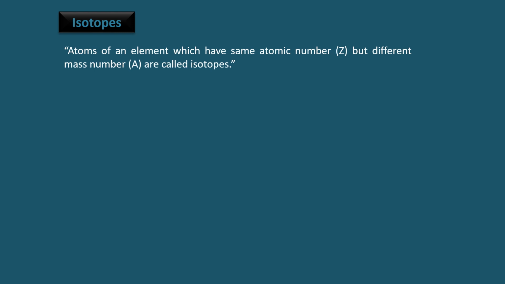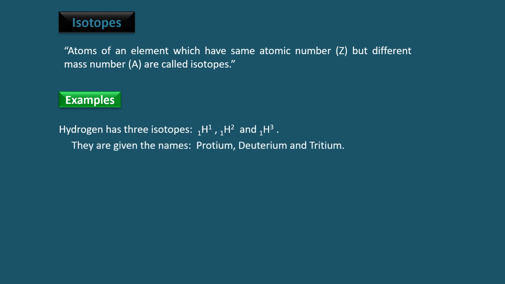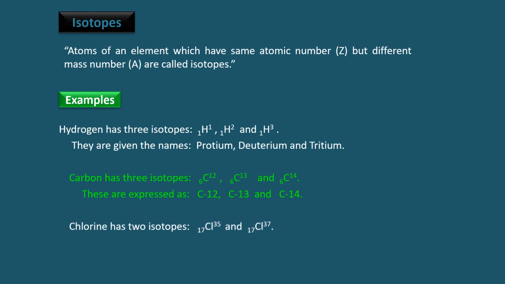Isotopes are the atoms of an element which have same atomic number but different mass number. For example, hydrogen has 3 isotopes, hydrogen 1, hydrogen 2, and hydrogen 3. They are given the names protium, deuterium, and tritium respectively. Carbon also has 3 isotopes, C12, C13, and C14. There are 2 isotopes of chlorine, chlorine 35 and chlorine 37.